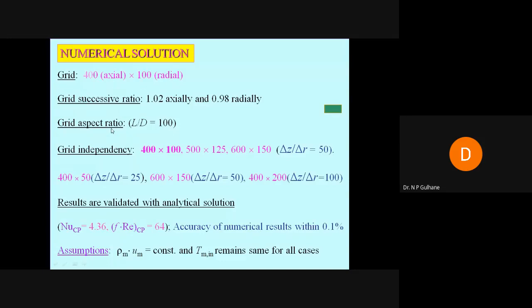The grid aspect ratio, that is the length of the channel divided by the diameter of the micro tube, L by D, is almost 100. Now, whatever grid points we have taken, 100 by 400, whether that is true or whether that is sufficient to generate the geometry, to tabulate the result and to validate the result.